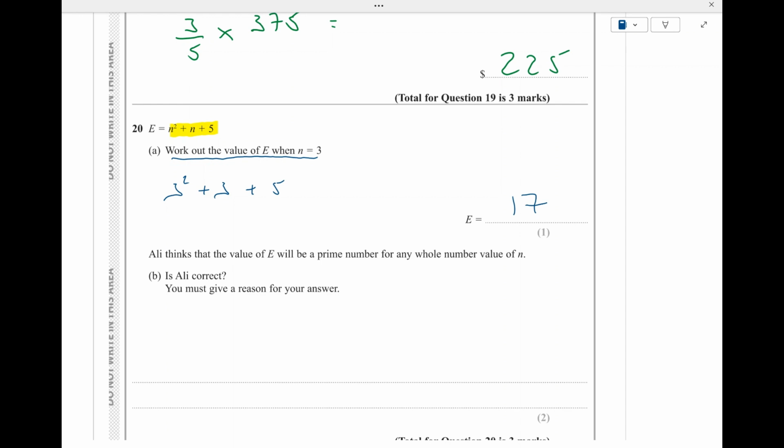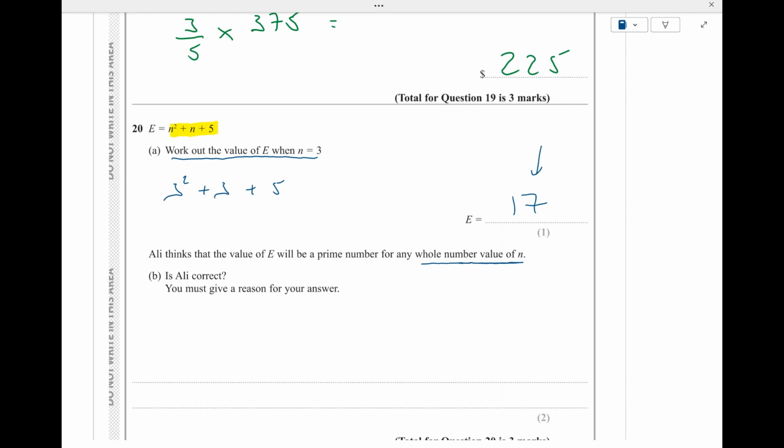Ali thinks the value of n squared plus n plus 5 will be a prime number for any whole number value of n. Well, 17 is a prime. Is Ali correct? Well, should we try a few?